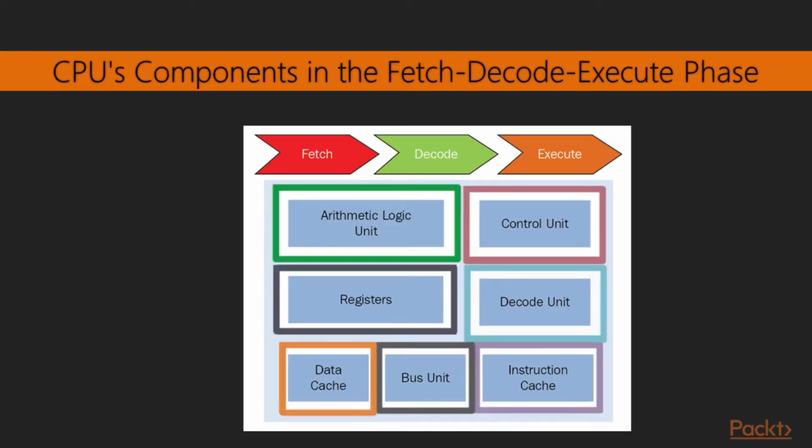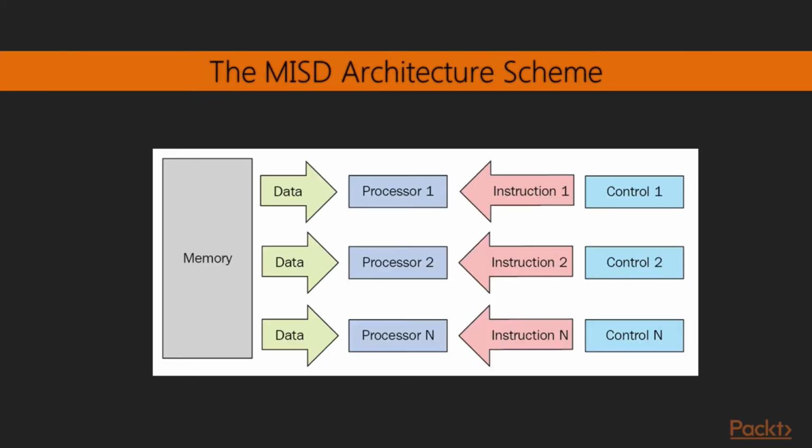The conventional single processor computers are classified as SISD systems. This figure specifically shows which areas of a CPU are used in the stages of fetch, decode, and execute. Now let's see what MISD is. In this model, N processors, each with their own control unit, share a single memory unit.